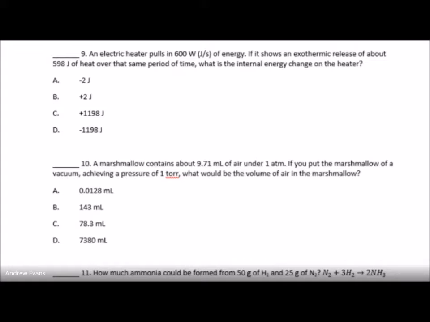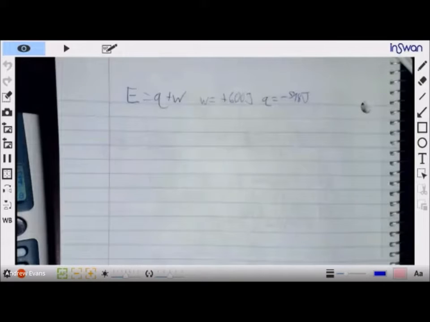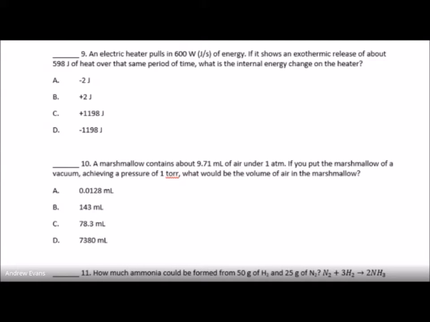But so the equation is E equals Q plus W. Well, it is absorbing 600 watts, or essentially joules, of work, and it's releasing 598 joules of heat. Hopefully it's not too hard. 600 minus 598 is going to be positive 2. It has a net absorption of 2 joules of heat.